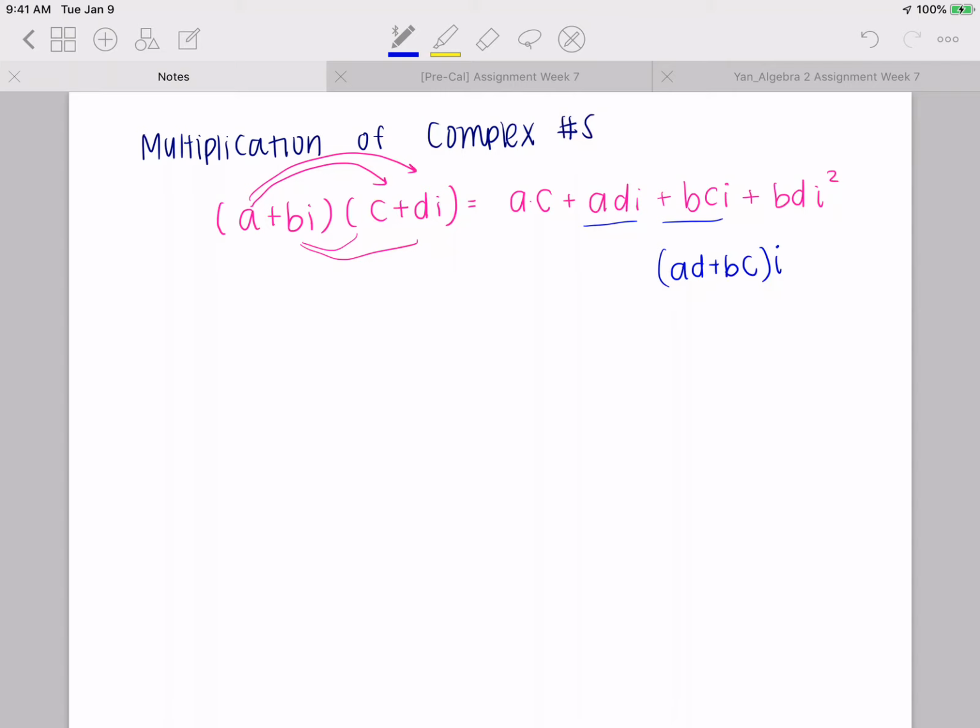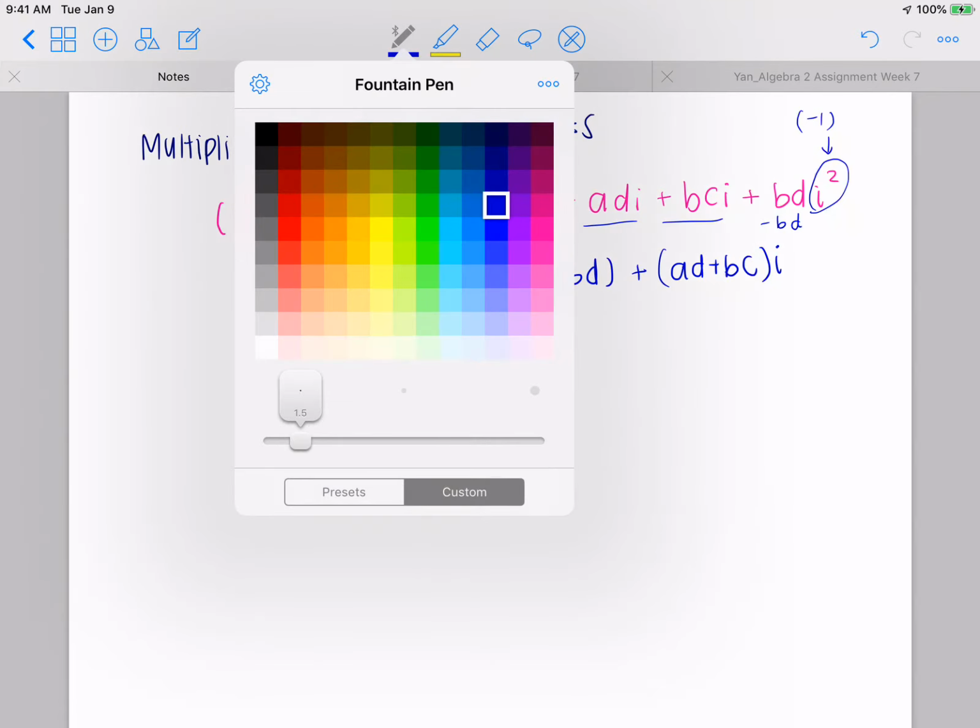Okay, but what about the i squared? Remember, i squared, we always turn that into negative 1. Which makes this term right here negative bd, because I'm multiplying a negative to the bd. So right here, we're going to be writing ac minus bd, because there's no more i and they're like terms now. You can combine them together. Okay, let me show some examples.